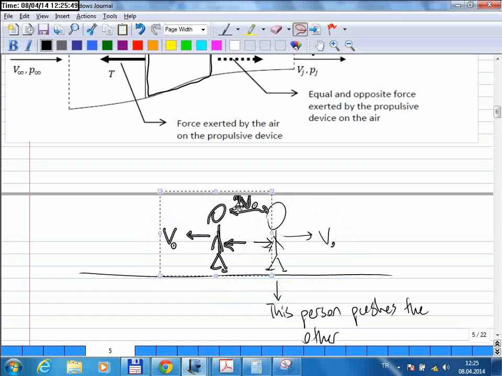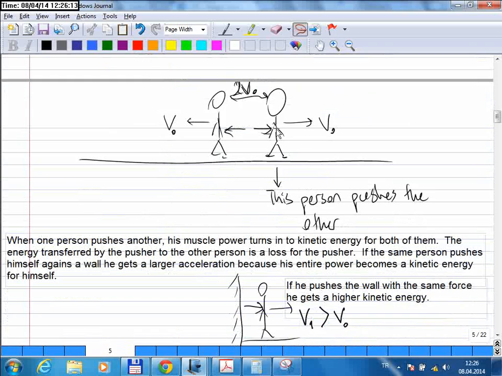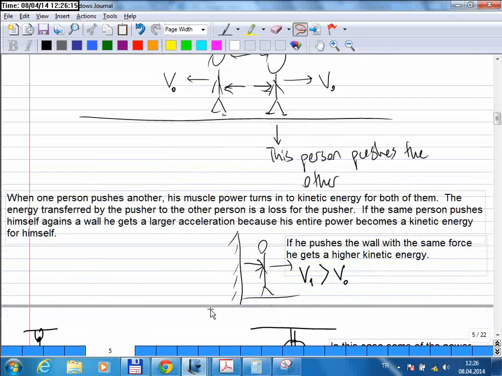And this part of the energy that goes into accelerating the other person is a loss for this person, right? Because his goal is to accelerate himself. He doesn't care about what the other person does, but he's putting in that effort. So a part of his effort turns into energy for the other person, which is a loss for this guy. Okay? So it would be much better if he could push himself against the wall, right?